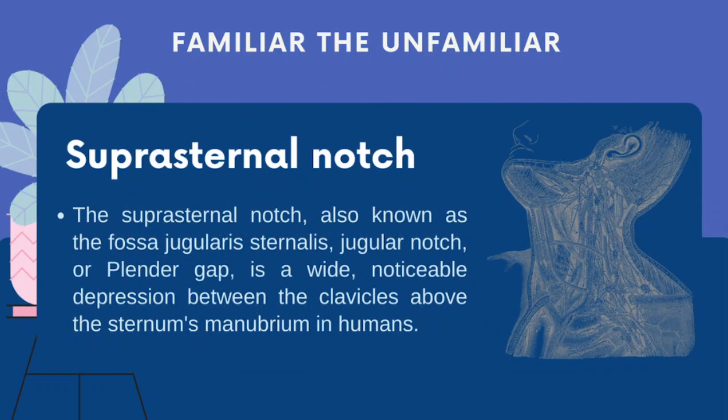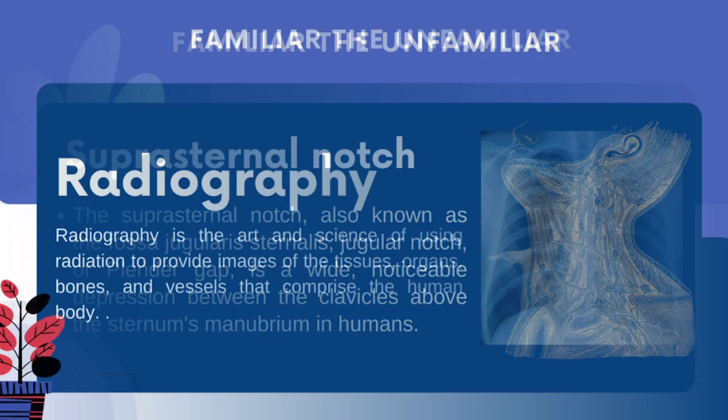So, here naman tayo sa suprasternal notch. The suprasternal notch, also known as the fossa jugularis sternalis, jugular notch, or the Plender gap, is a wide noticeable depression between the clavicles above the sternum's manubrium in humans. So, the suprasternal notch is a noticeable dip that runs from the neck to the clavicles and above the sternum's manubrium. In adulthood, the trachea is close behind it, rising about 5 centimeters above it.